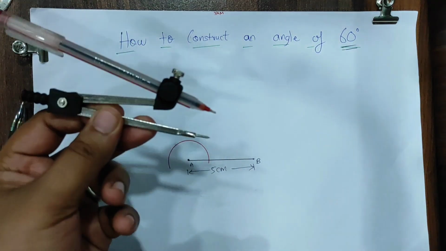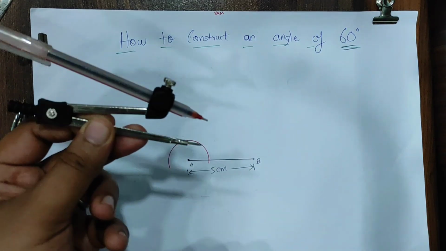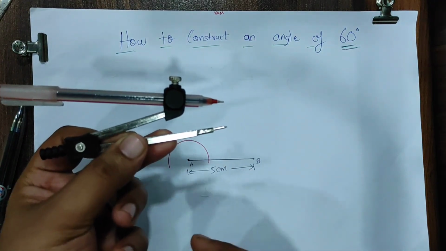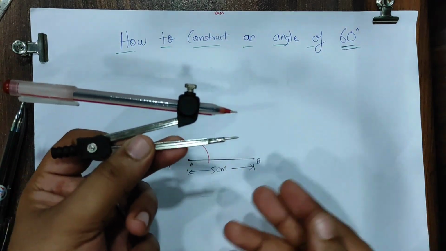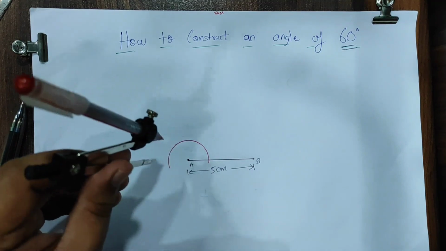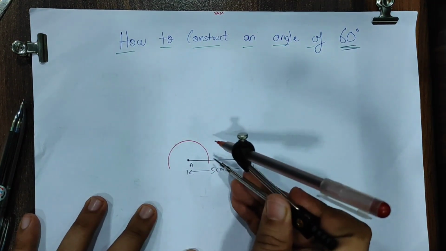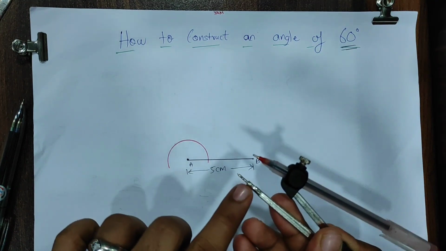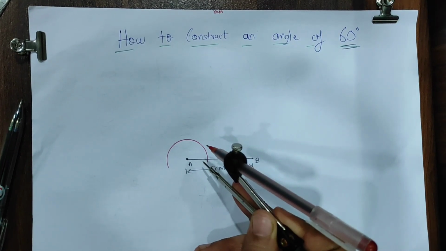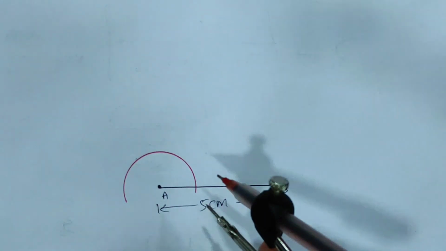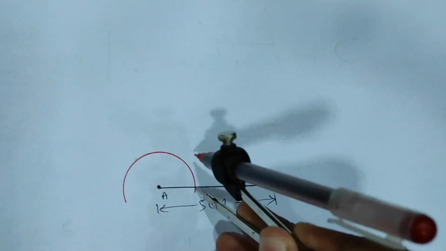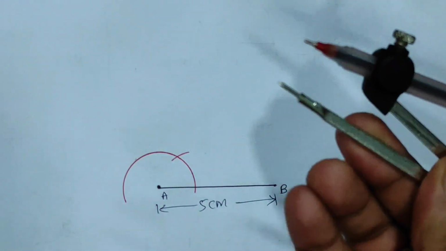Now without changing the measurement of the compass, be careful, with whatever radius you have drawn, any random measurement like this, if somebody asks precisely, it would be between 1.5 to 2 centimeter. Even if you take more, the answer will be correct. Now without changing the measurement, I'll keep the pointer of my compass at this point. Please see this. Hope you can see it very clearly. I have zoomed it. I'm keeping the pointer at this point.